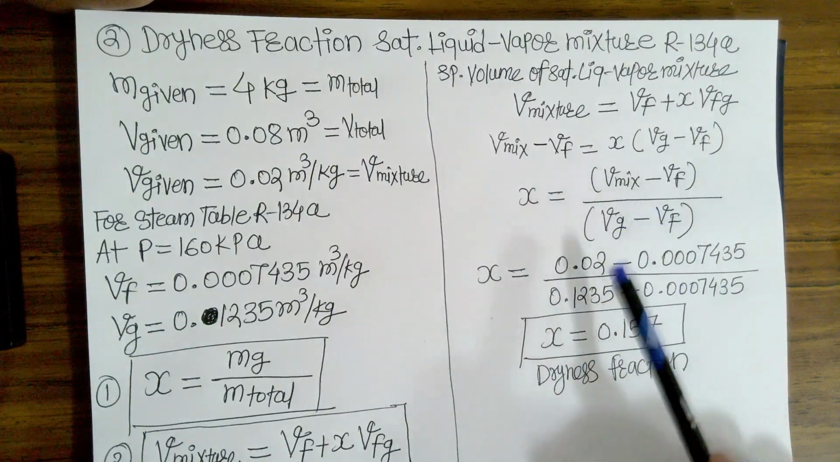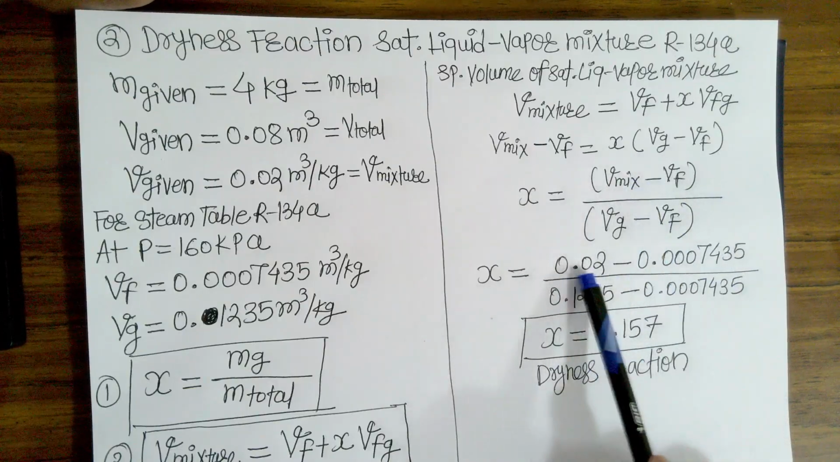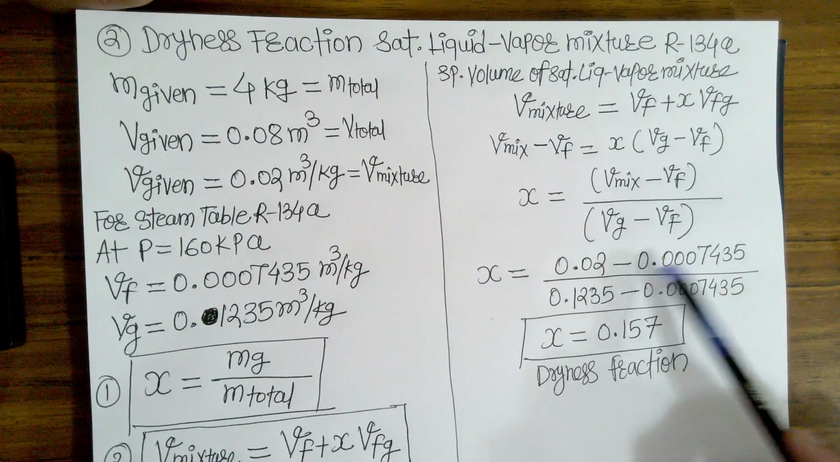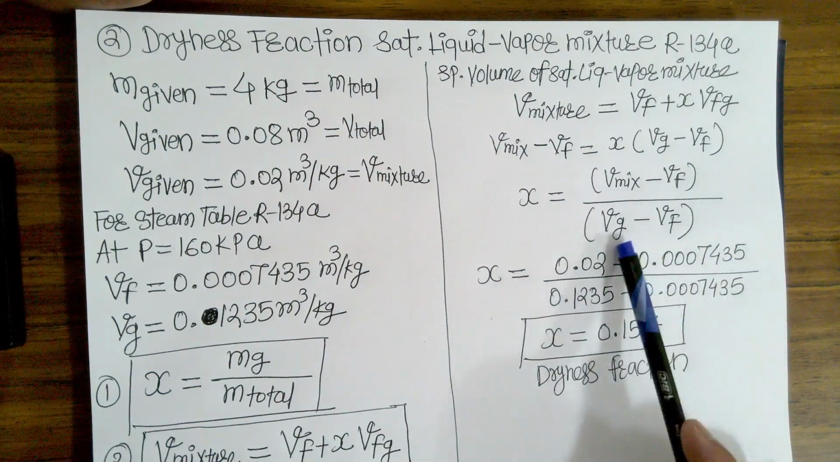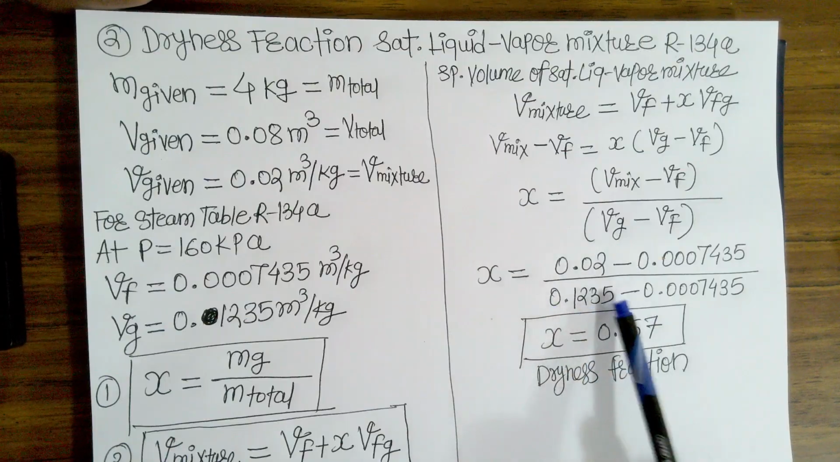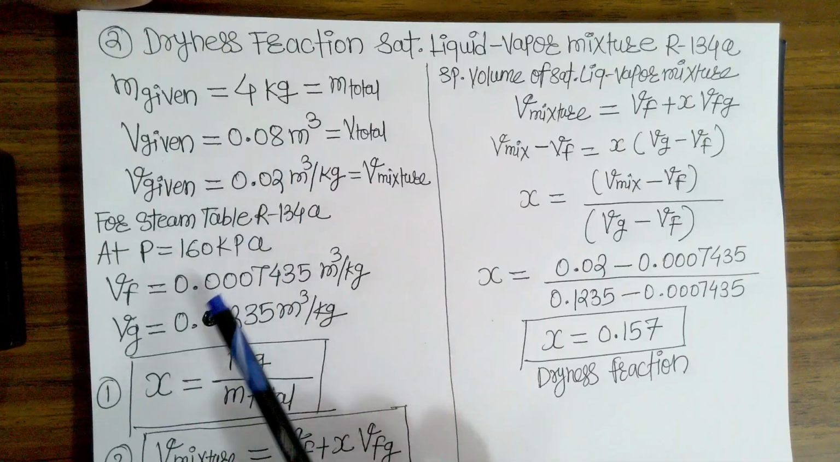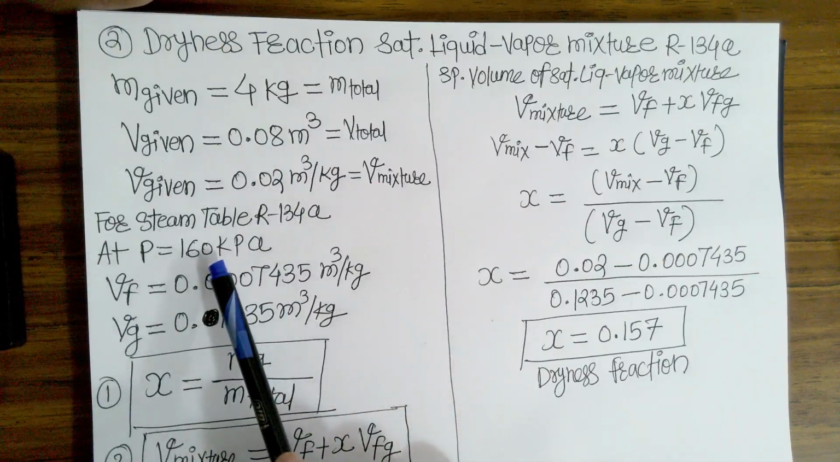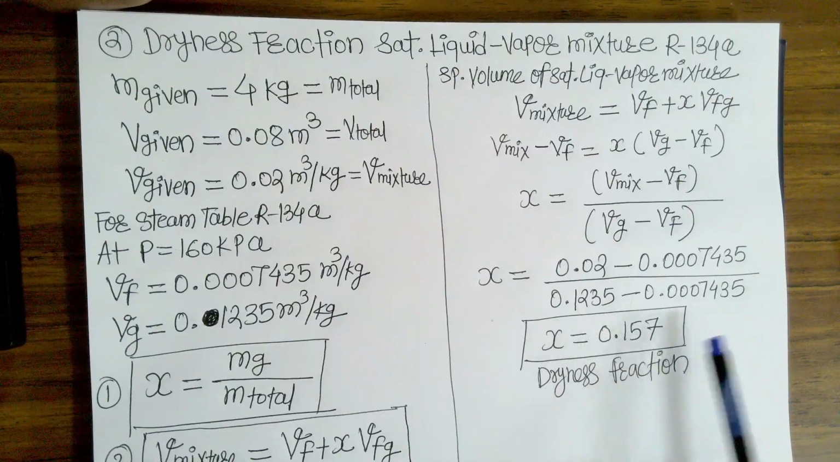We can put the values of specific volumes. V mixture is 0.02, Vf we know that 0.00073435, Vg is 0.1235 minus again Vf. All these values are given at this particular pressure. So the dryness fraction is equal to 0.157.